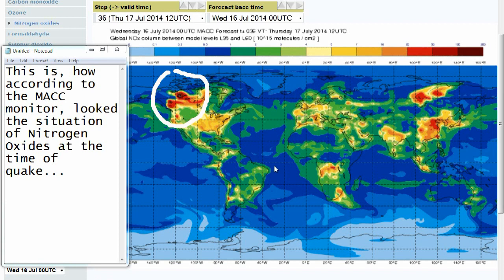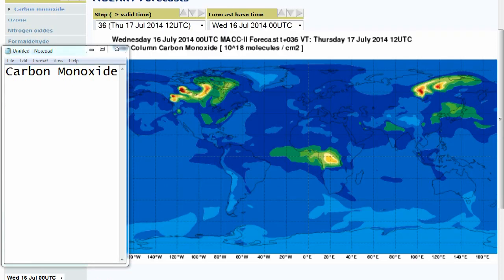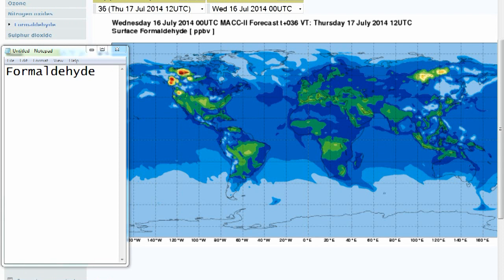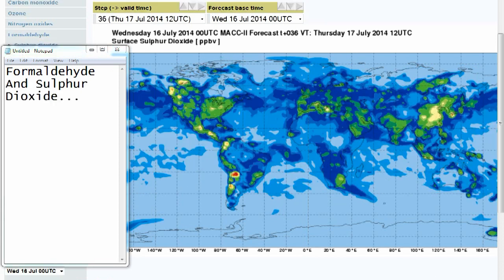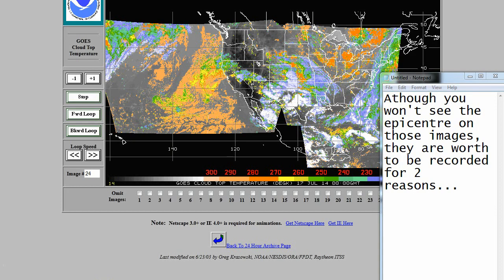This is how, according to the MACC monitor, the situation of nitrogen oxides looked at the time of the quake. Carbon monoxide, formaldehyde, and sulfur dioxide. Although you won't see the epicenter on those images, they are worth recording for two reasons.